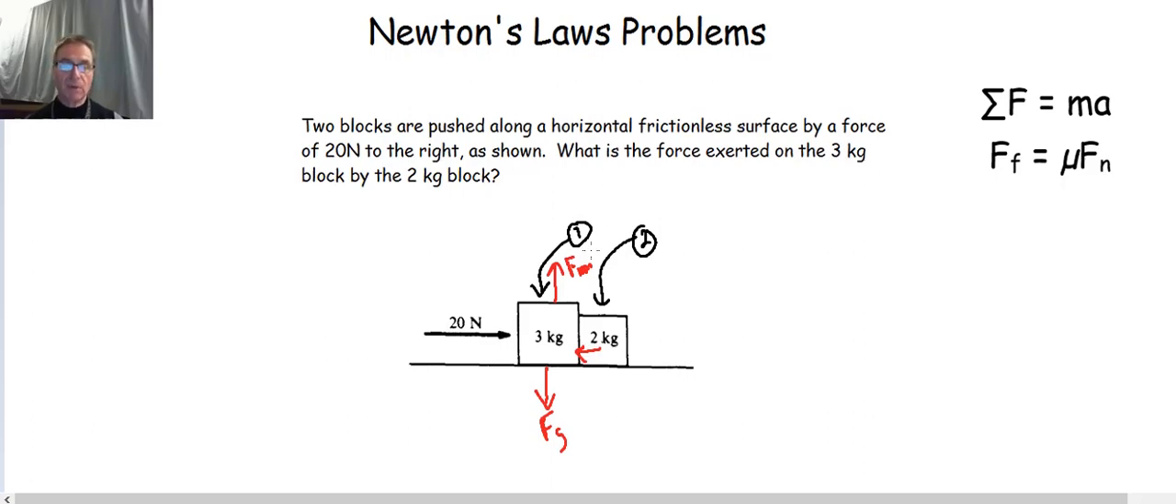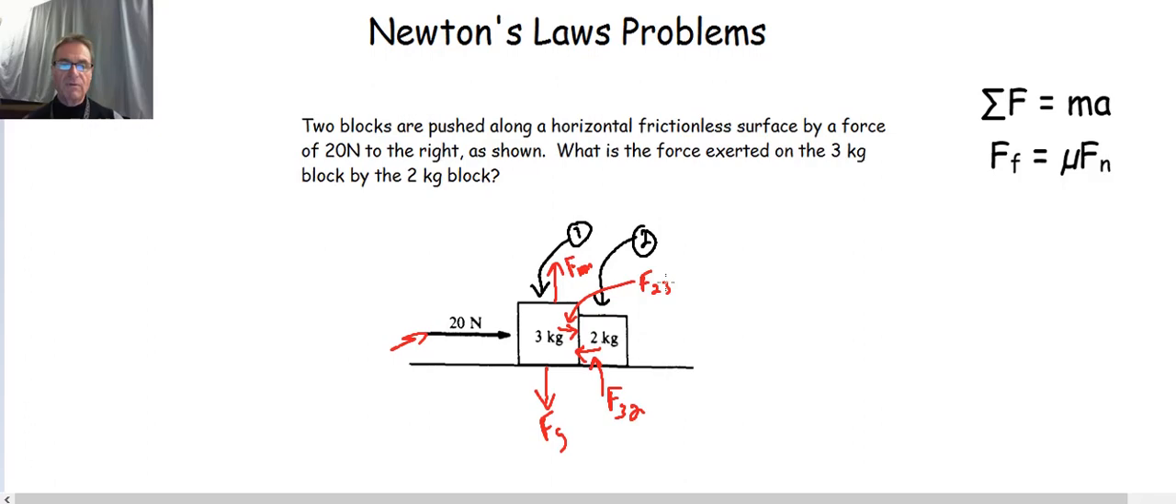Let's look at the 2 kilogram block. On the 2 kilogram block, this 20 Newton force here does not act on the 2 kilogram block. It only acts on the 3 kilogram block, so we can't include that. However, we do have the force from the 3 kilogram block that acts on the 2 kilogram block. We're going to label these things. We're going to label this one the force on 3 due to 2, and we're going to label this one the force on 2 due to 3. That's usually the convention that I use.